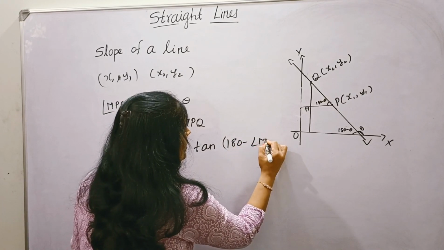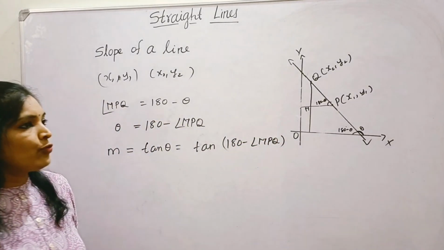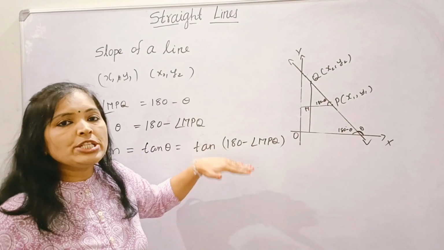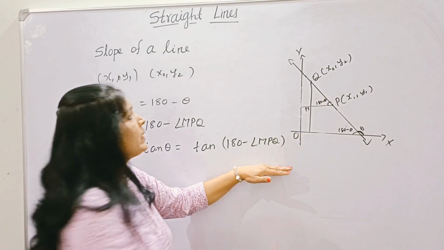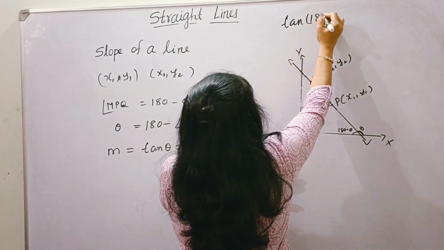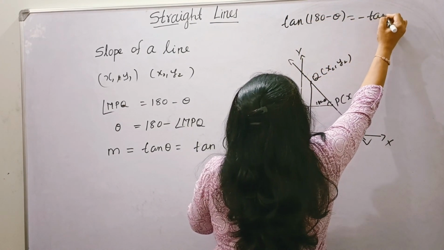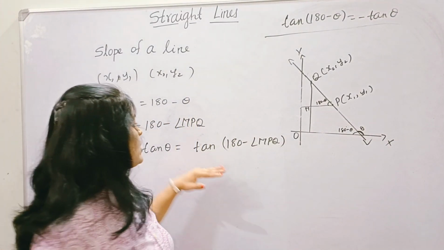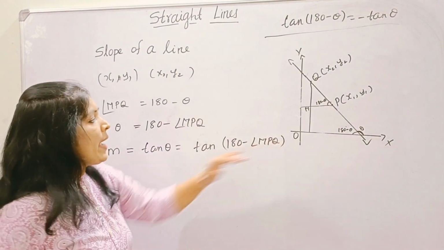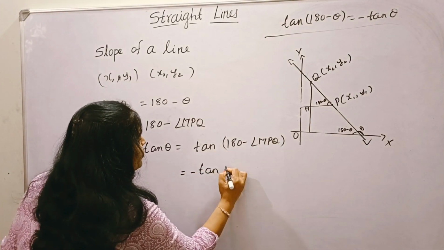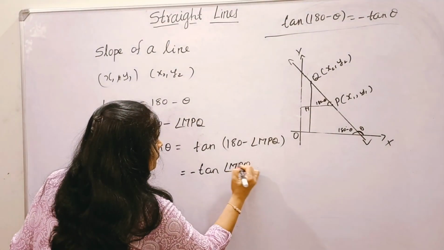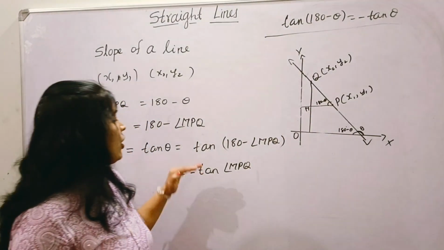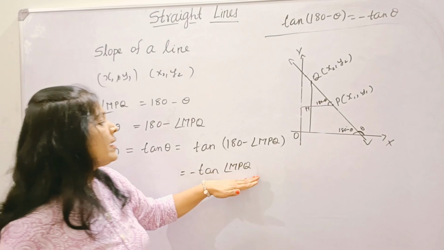One more thing: we have already learned in trigonometric identities that tan of 180 minus theta is equal to minus tan theta. This one we have already learned in the trigonometric chapter. So here tan of 180 minus angle MPQ is minus tan of angle MPQ.